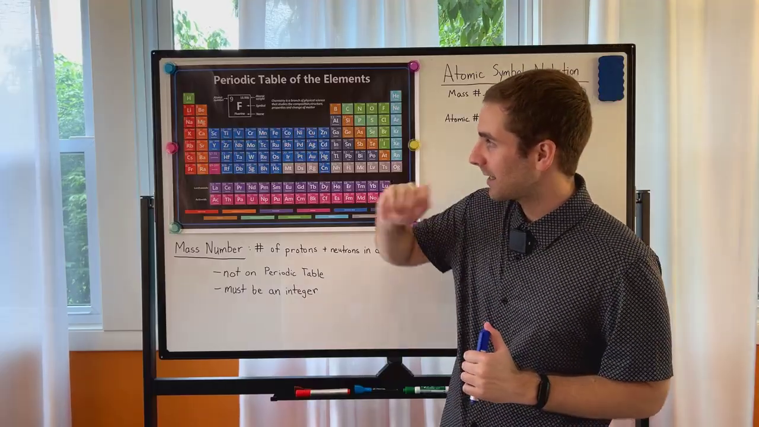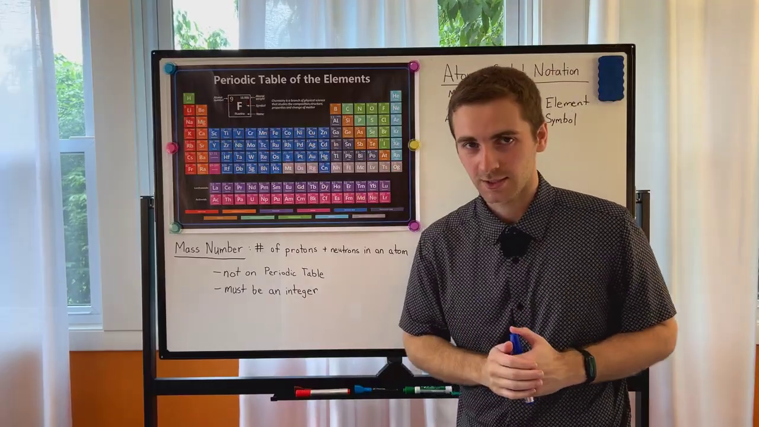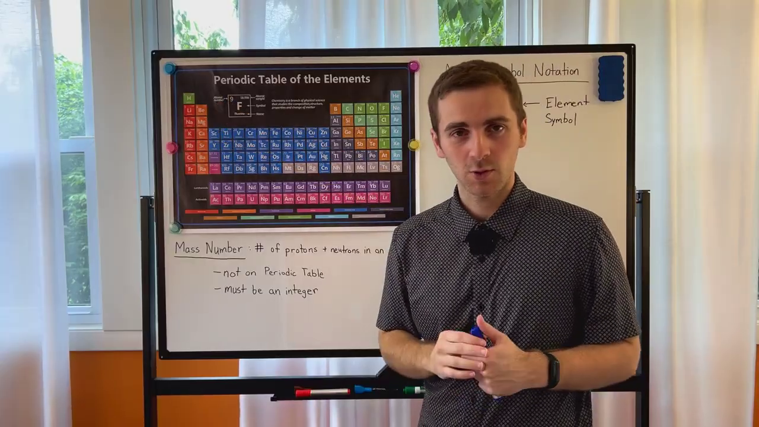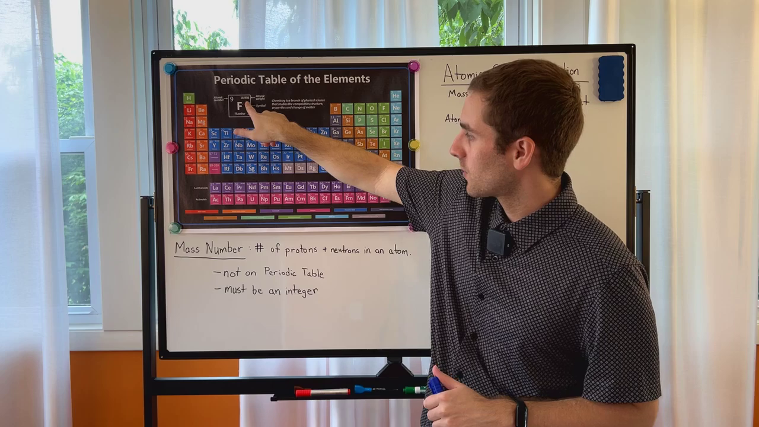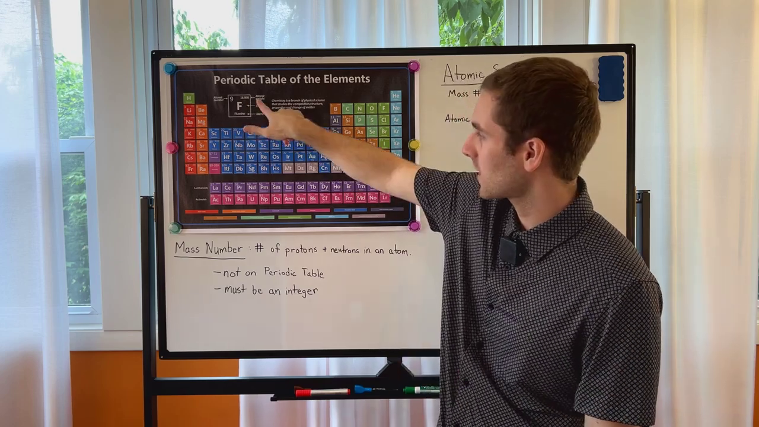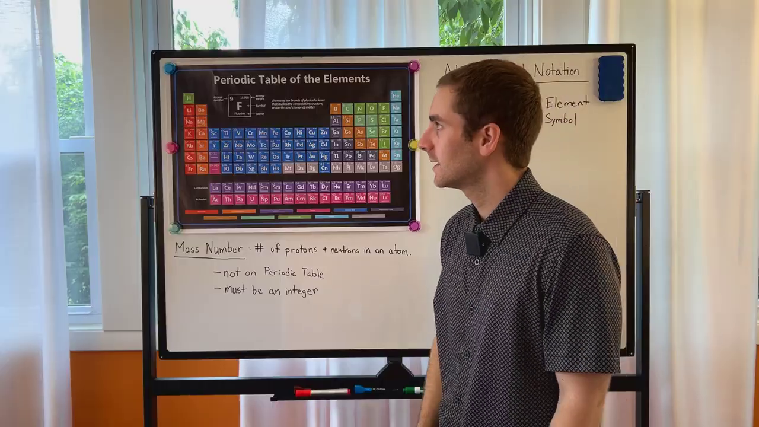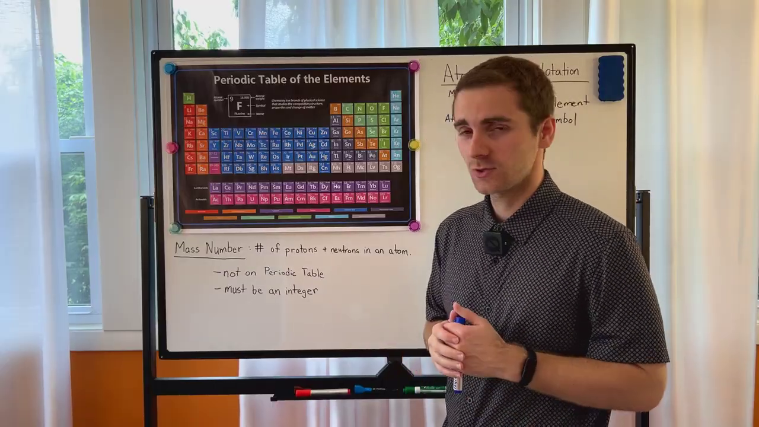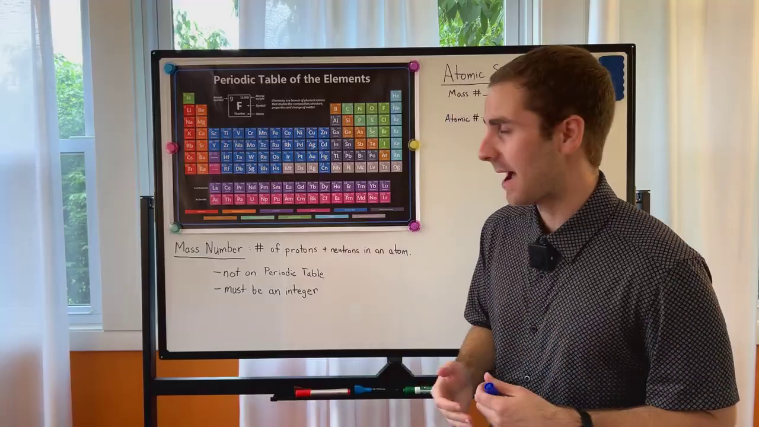So each element has two numbers on the periodic table. There's the atomic number, which is an integer. That's the number of protons. And then there's this other number that's typically not an integer. It's typically a decimal. This periodic table is calling it the atomic weight. More accurately, the atomic mass, or I like to use the term average atomic mass.